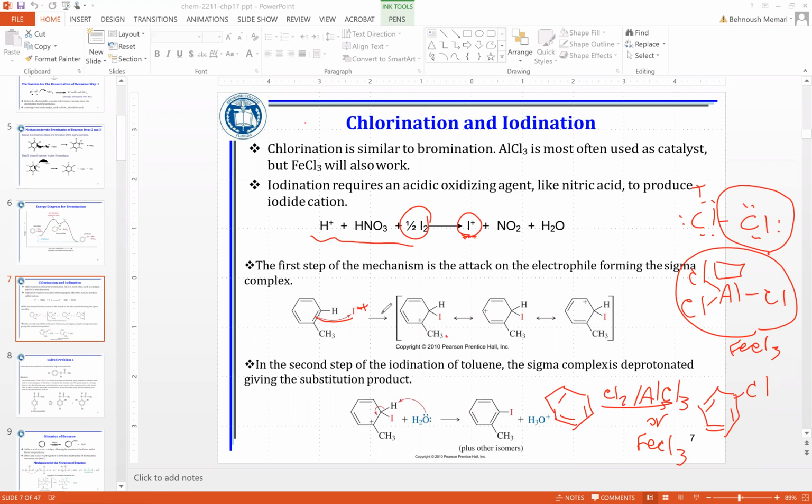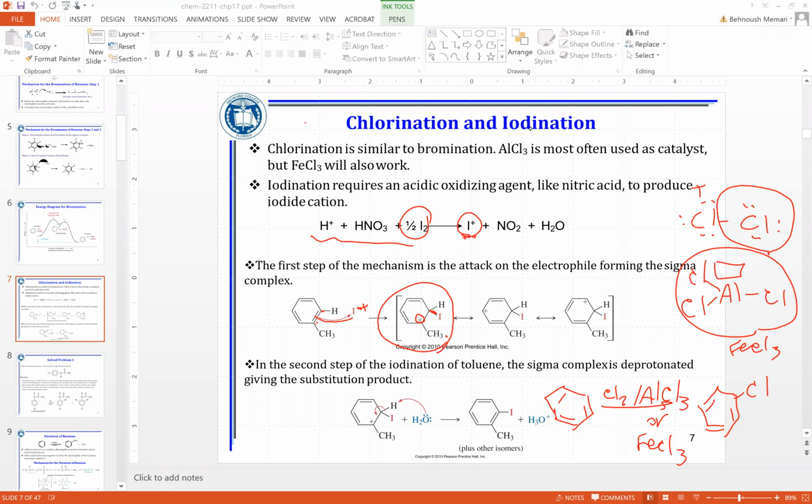The pi electron is going to move up between the carbon and the iodine, and you have this new bond here. Because this carbon is losing a pair of electrons, it's going to gain the plus charge. Now you have your sigma complex. This is going to go through resonance. How does the resonance form? The way that the resonance forms, a pi bond is going to move by one bond.